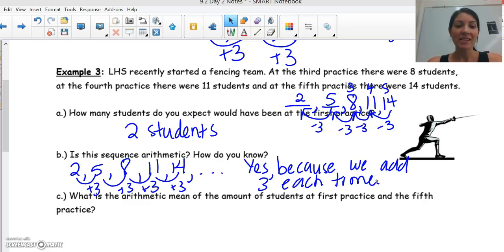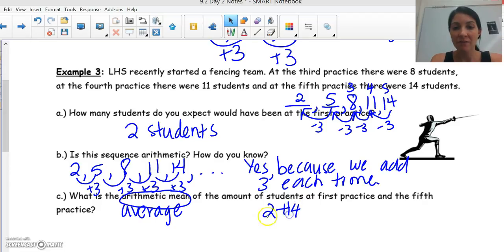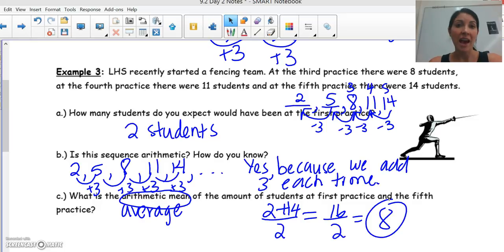Part C says, what is the arithmetic mean of the amount of students at the first practice and the fifth practice? Well, arithmetic mean is just a fancy way of saying average. It means the same thing. And I'm sure you've heard before, mean means the same thing as average. So I just want to find the average of the amount of students at the first practice, which was 2, and the fifth practice, which was 14. So remember, to find the average, you just add the 2 numbers and divide by how many numbers you added. You added 2. So 2 plus 14 gives me 16 over 2. And so the arithmetic mean, or the average between the first practice and the fifth practice, was 8.